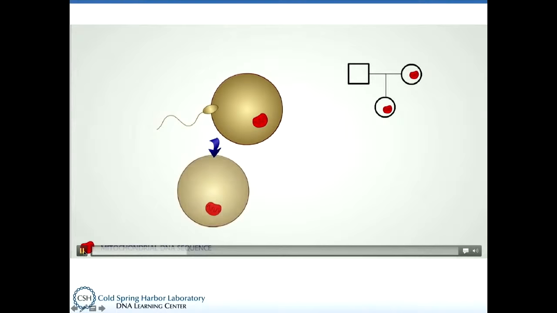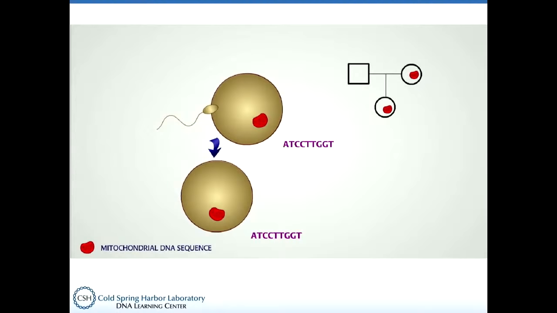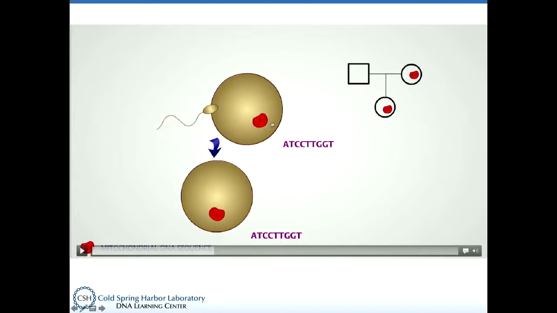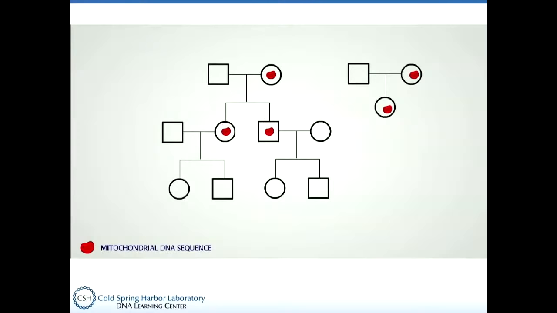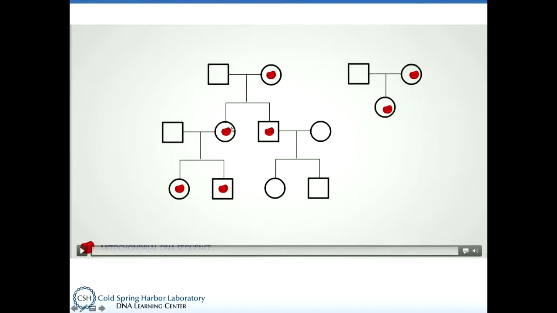When this sperm encounters an egg cell and fertilizes it, none of the sperm cell DNA enters the egg. However, the DNA sequence of the mitochondria is passed on from cell to cell. And you can see in this lineage, where females are circles and males are squares, that the DNA is passed in a lineage from grandmother to child to child.